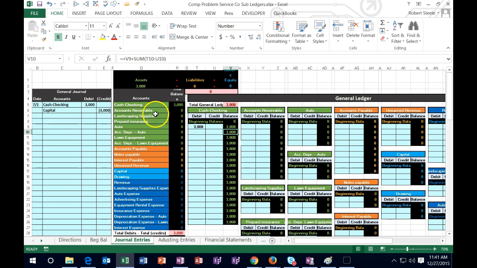We're going to record the other side now. It's going to be capital. So here's the capital account here. It's right in the middle. It's the first blue account. So if we look for the blue accounts over here, we see the blue account. And we want to be in the credit side this time because we are crediting capital.